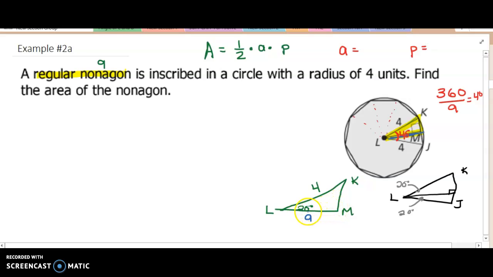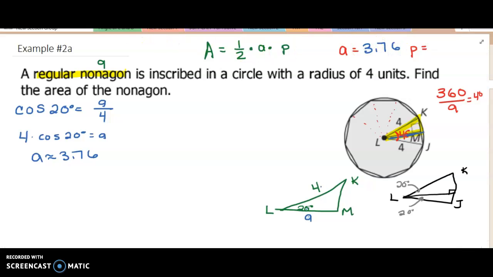Now, I'm going to go back to using trig. Just because we're done doing it every day doesn't mean we can forget about it. Okay, so this is my adjacent side, this is my hypotenuse, so I can say that the cosine of 20 degrees is equal to my apothem over my radius. Okay, so 4 times cosine of 20 equals A, and if I plug that into my calculator, I get 3.76 roughly. Okay, so my apothem is 3.76.